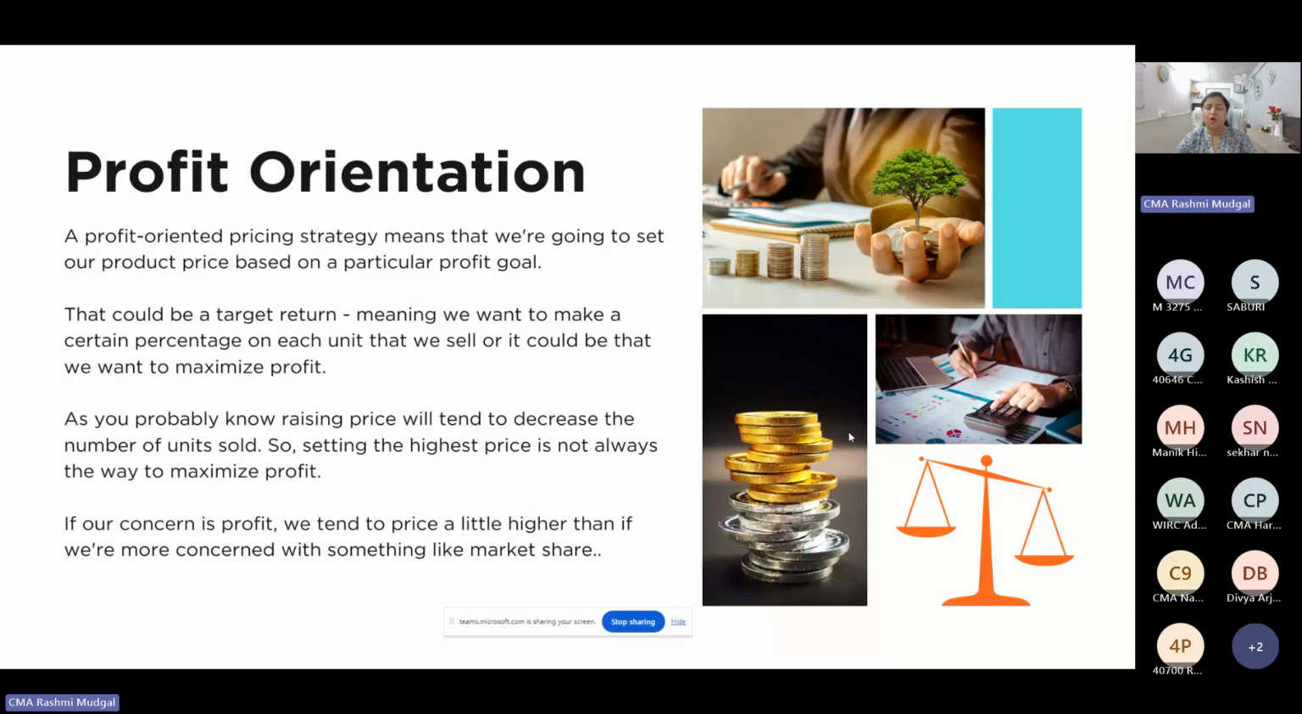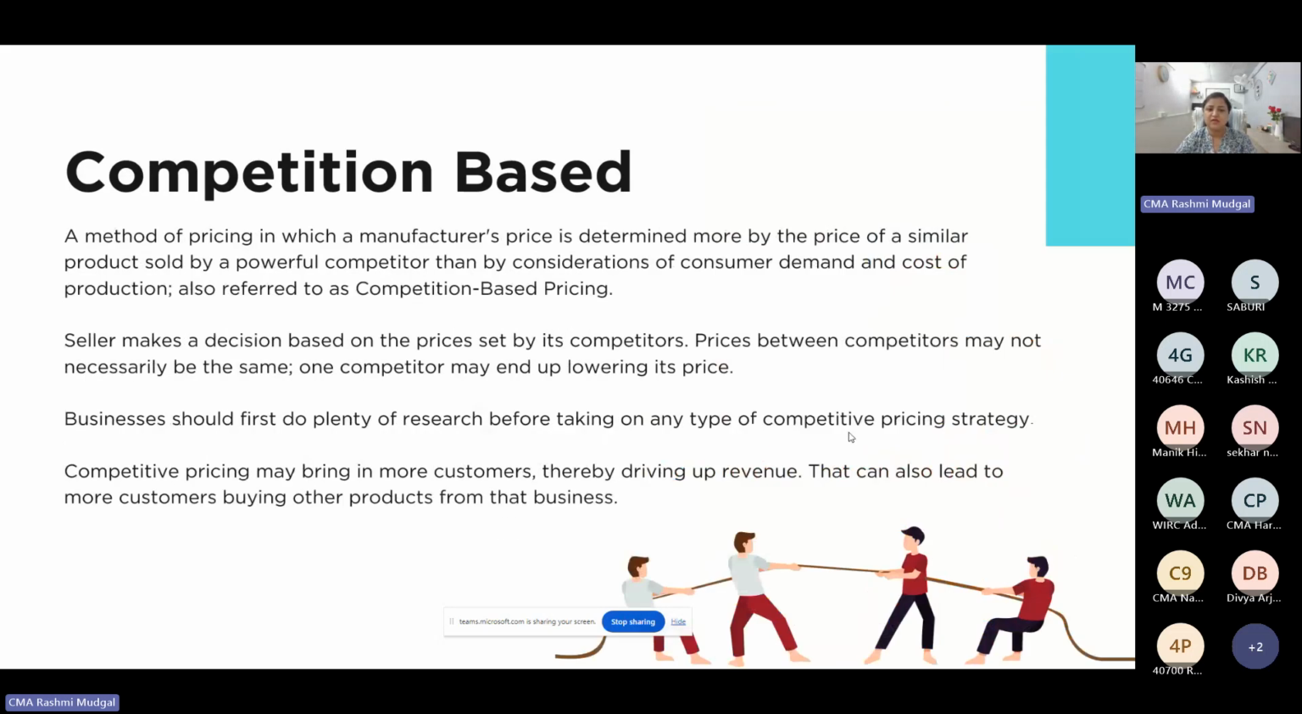So next is competition based. Competition based, here we can see there is always a second vendor. Whenever I open a shop, if I'm making a profit, someone will definitely copy the idea. Even in India, everything is manufactured and sold by the big players.